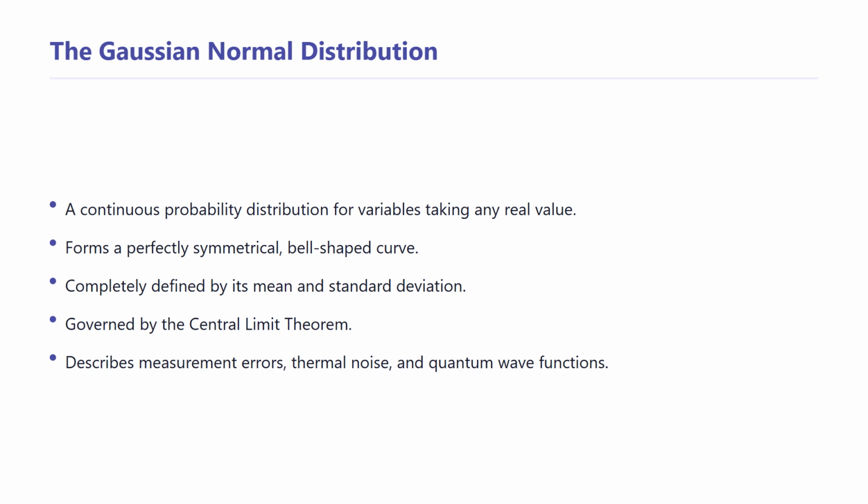Unlike our previous distributions, the Gaussian is continuous, meaning it deals with variables that can take any real value, including fractions and decimals. If you measure the heights of thousands of people or the thermal noise in a circuit, the data will cluster around a central mean and taper off symmetrically, forming a perfect bell-shaped curve. It is completely defined by just 2 parameters: where the center is and how wide the bell is.